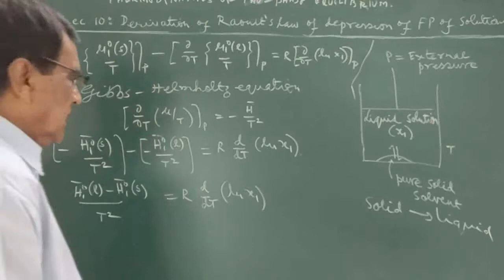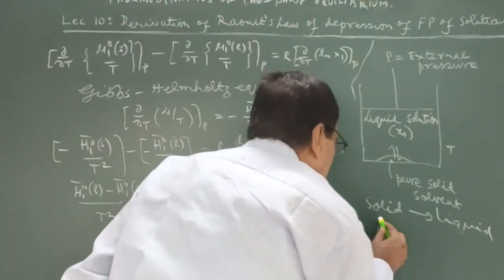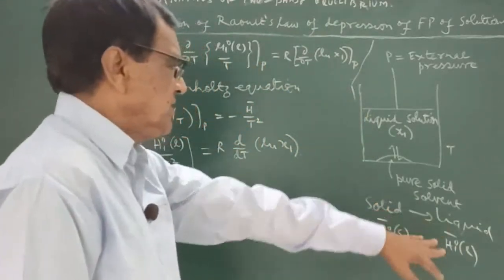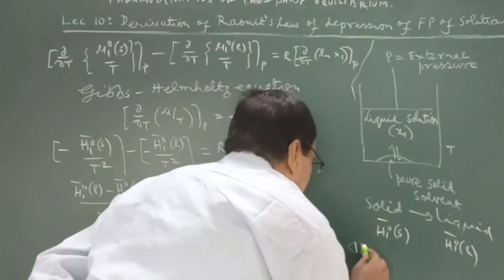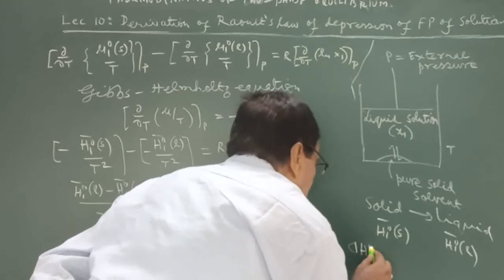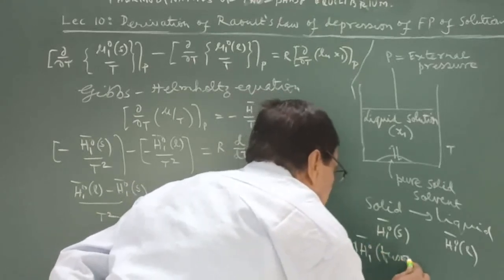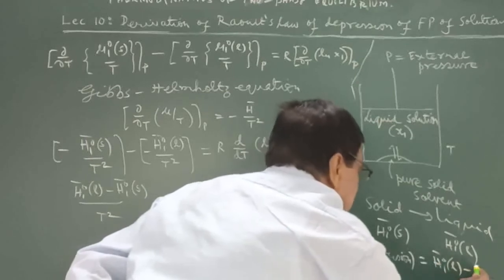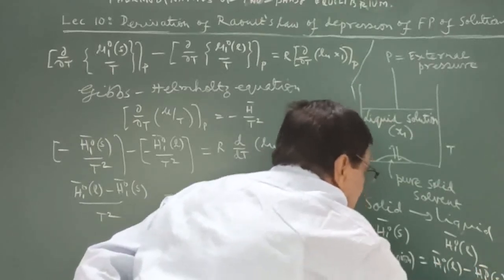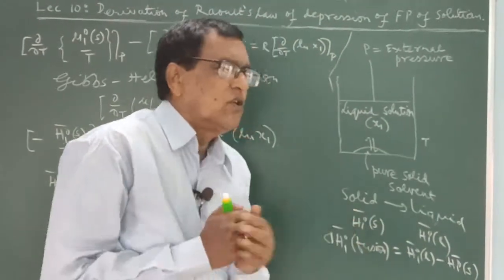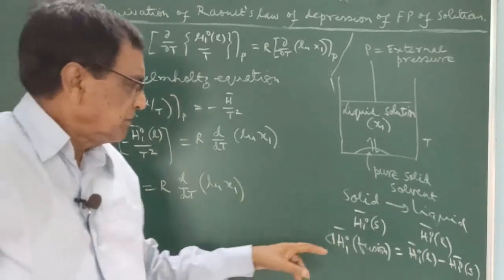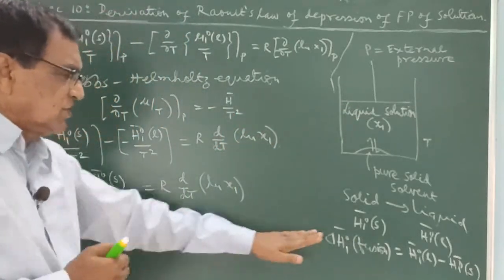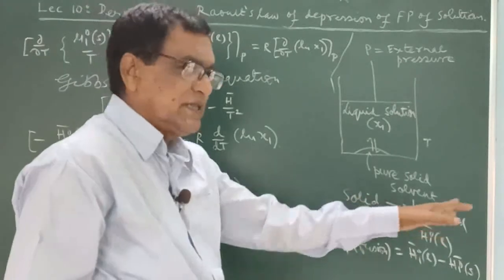And this is actually H1 bar S and H1 bar L. So when the change occurs, this delta H1 naught bar of fusion is equal to the final state H1 naught bar L minus H1 naught bar S, final minus initial, and this is called the molar enthalpy change of this pure solvent for the process of fusion, and this is always positive since the fusion process is endothermic.